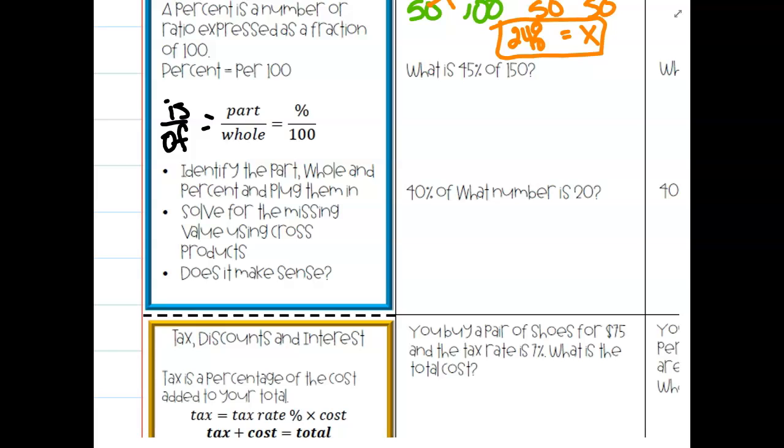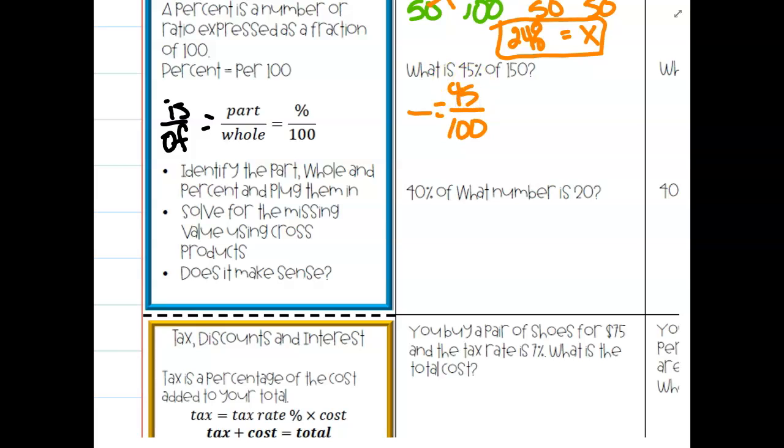So first thing, you can set up your proportion. Is over of equals percent over 100. So something over something equals something over 100. The only thing you put over 100 is a percent. Am I given a percent? This time I am, 45%. So I'm going to put 45 over 100.